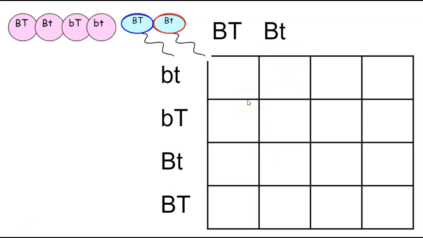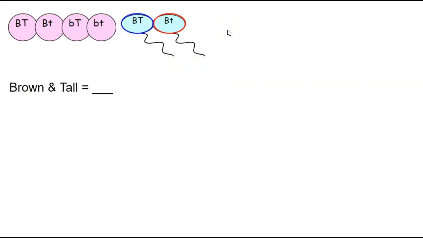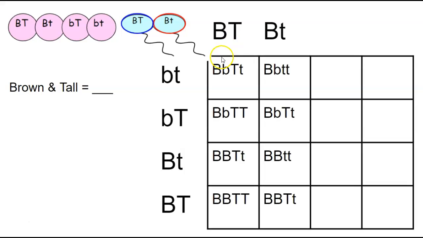So same thing as you always do, you're going to bring the letters down and across. So in this first square here, right, we're going to have a big B, a big T, and a little t. And usually we group the same letters together. So we would put a big B and a little b together and a big T and a little t together. So we don't put like BT, BT, we put all the B's together, all the T's together.